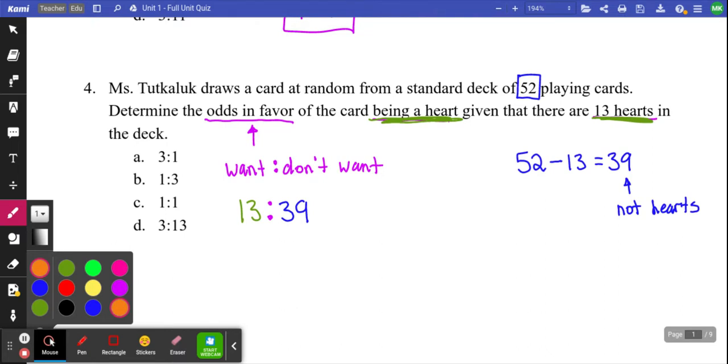And that's because you can reduce these things. So you can reduce odds if there's a number that divides into both of these. Both of these numbers actually divide by 13. When you divide both by 13, you get 1 and 3. B is the answer. That means for every one heart in the deck, there's 3 non-hearts in the deck. For every one card you do want, there's 3 cards that you don't want.